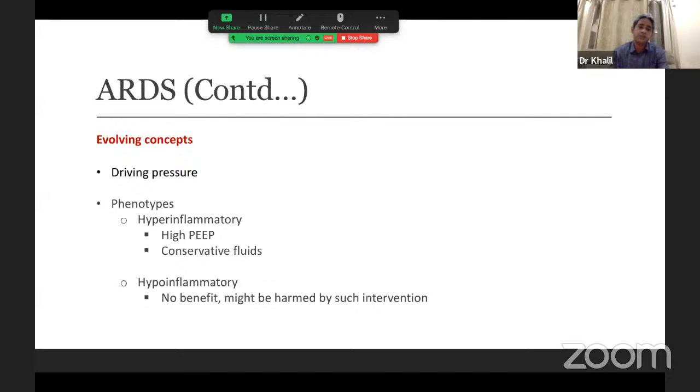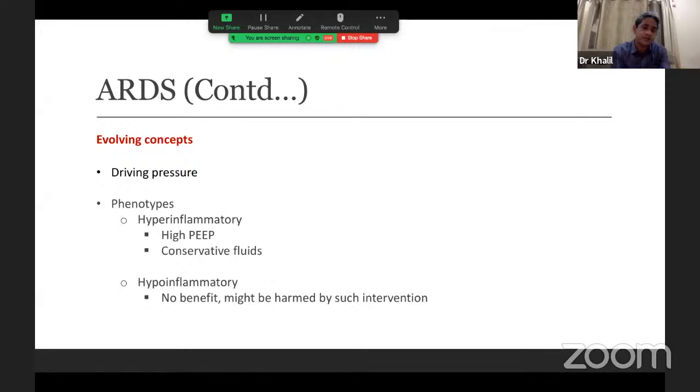Again, the driving pressure is nothing but the difference between plateau pressure and PEEP. So as the plateau pressure increases, your driving pressure will also increase. Your target should be to keep the driving pressure as low as possible. Ideally, it should be below 15 to 16. So if your plateau pressure is high, your driving pressure is high. If your PEEP is high, your driving pressure will be low. And when you combine the PEEP with tidal volume, then your driving pressure decreases. So the target is to keep the driving pressure as low as possible.